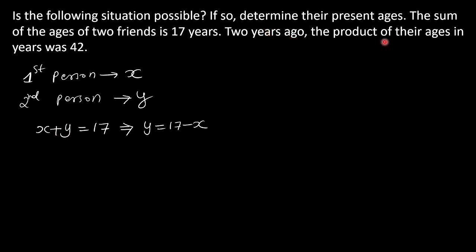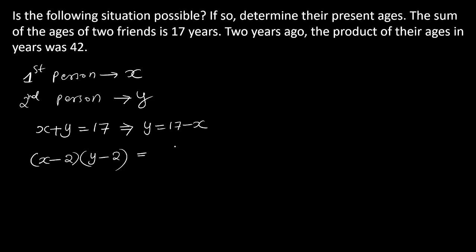2 years ago, the product of the ages is 42. 2 years ago, the first person's age will be x minus 2, and the second person's age will be y minus 2. If you got the answer for their product, you can send me a chat message.